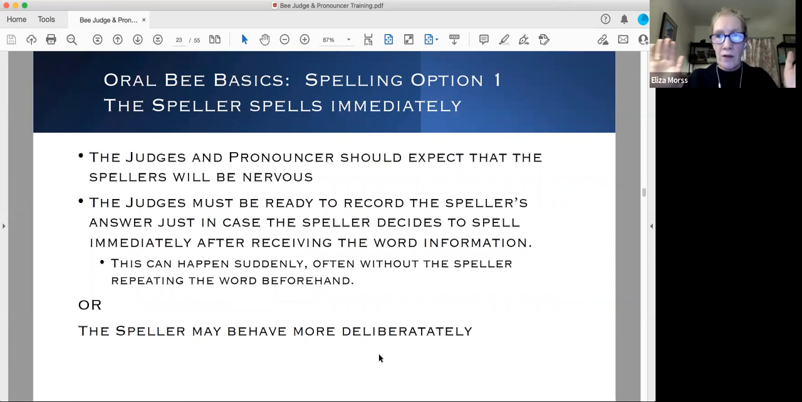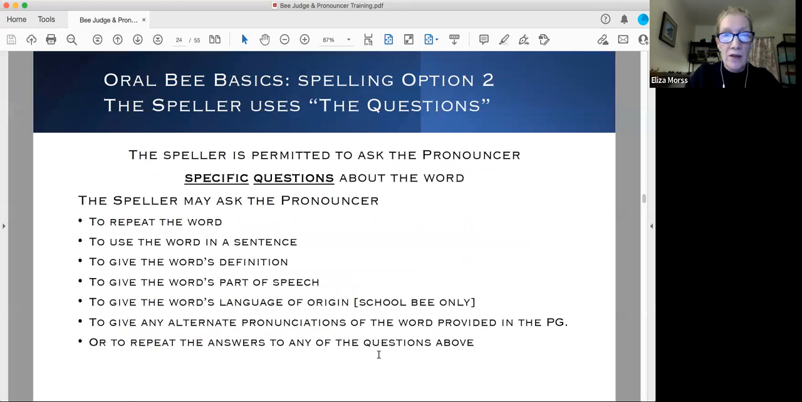Okay, so what if you have spelling option number 1: the speller repeats the word and then takes off and spells immediately. This happens. This is scenario number 1. It happens 50% of the time, especially early in the Bee. The spellers are nervous. So the judges have to be ready to look at the speller and be prepared to write down anything, because it can happen like a shot. The judges have to be ready to watch and listen to the speller. Hopefully, in most cases, the speller will have a little more presence of mind, be calmer, and behave more deliberately, and spelling option number 2 will happen instead.